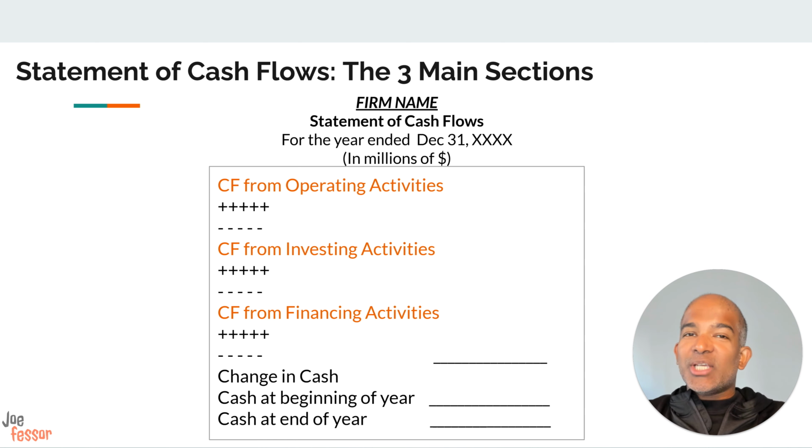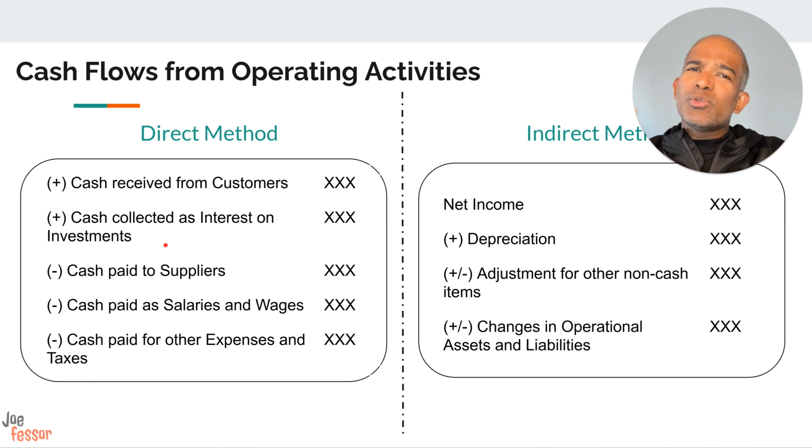Alright, now that we've established the overall structure, let's zoom in on the cash flows from operating activities section. As you can see, this is the most involved section because it's where the indirect method reconciliation takes place. We start with net income and then make various adjustments for non-cash items and changes in operating assets and liabilities. We also see the components of the direct method, which reports actual cash receipts from customers and interest, and gross cash payments for suppliers, wages, and other expenses.